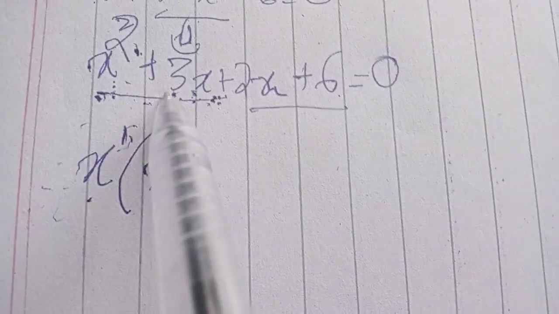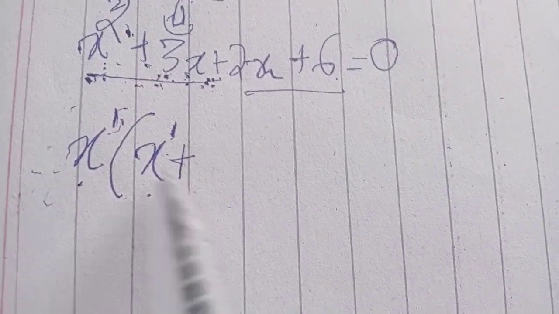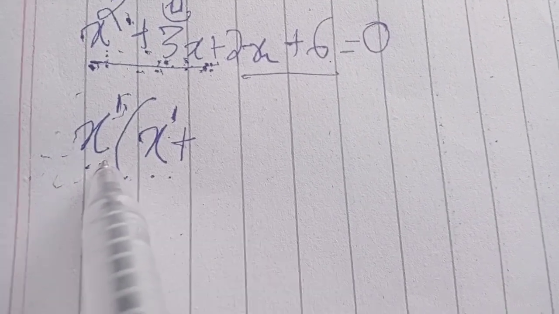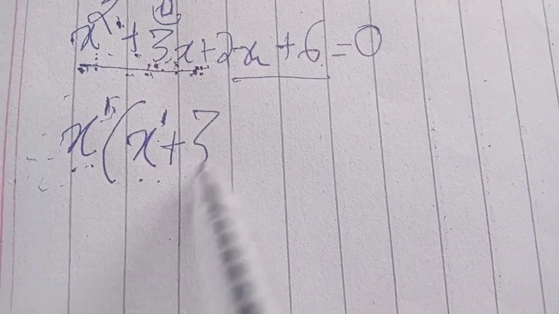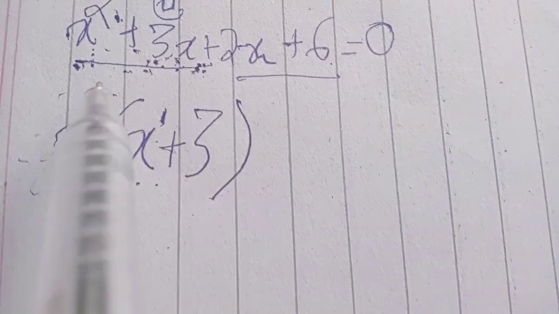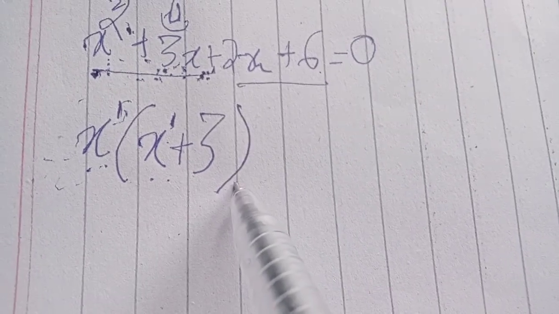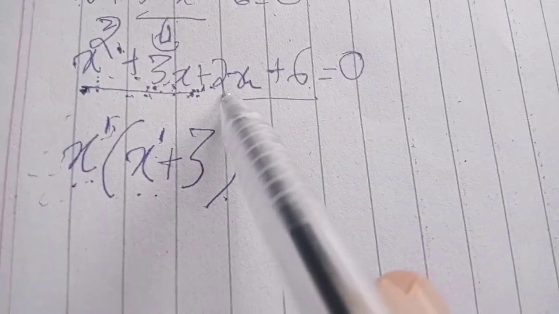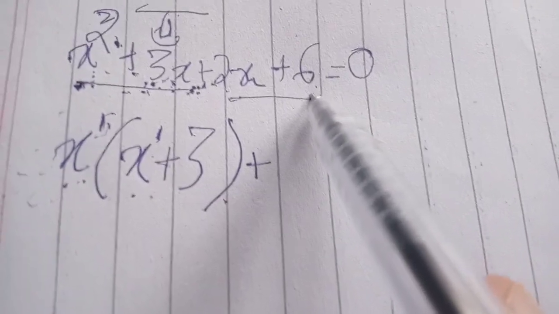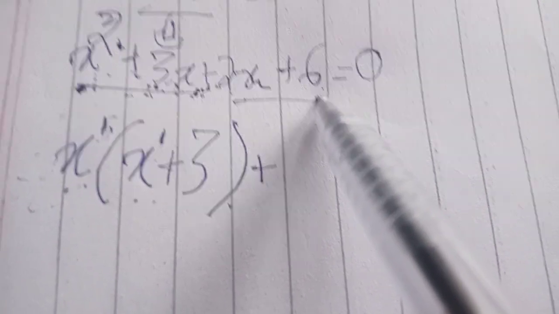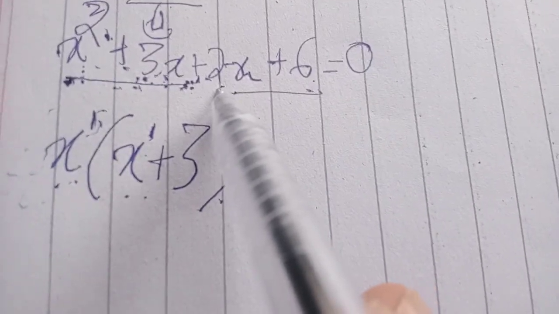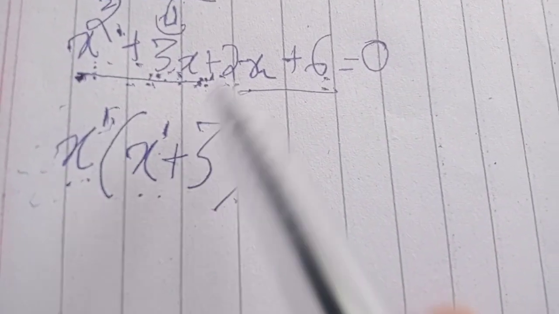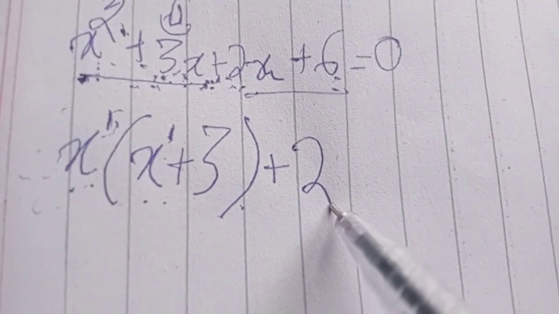Okay, now plus this, x was taken common, so we don't write x again. Here just 3 remains. I hope till here all things are clear. Plus, okay, what is common in the next terms? No variable is common between them, but we can take 2 as common, because 6 is divisible by 2. So we take 2 as common.